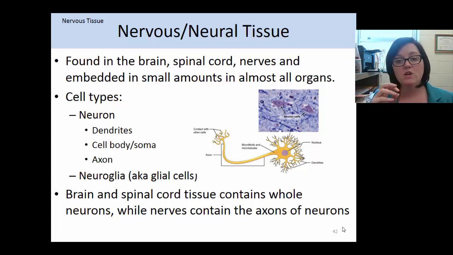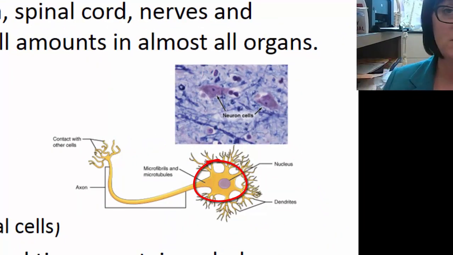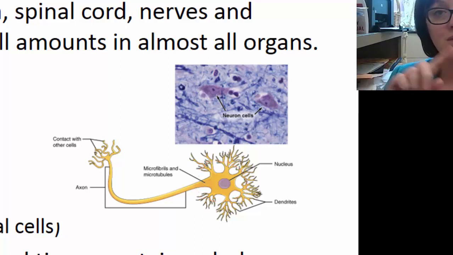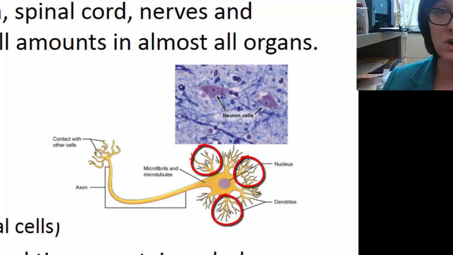Going back to the neuron, when we look at a neuron, we can see a neuron has some distinct parts to it. It has a main area where most of its organelles are located, and that's called the cell body or soma. That's where the nucleus is. And then we have small branches coming off the cell body, and then a long branch coming off the cell body. The shorter branches coming off the cell body are called dendrites.